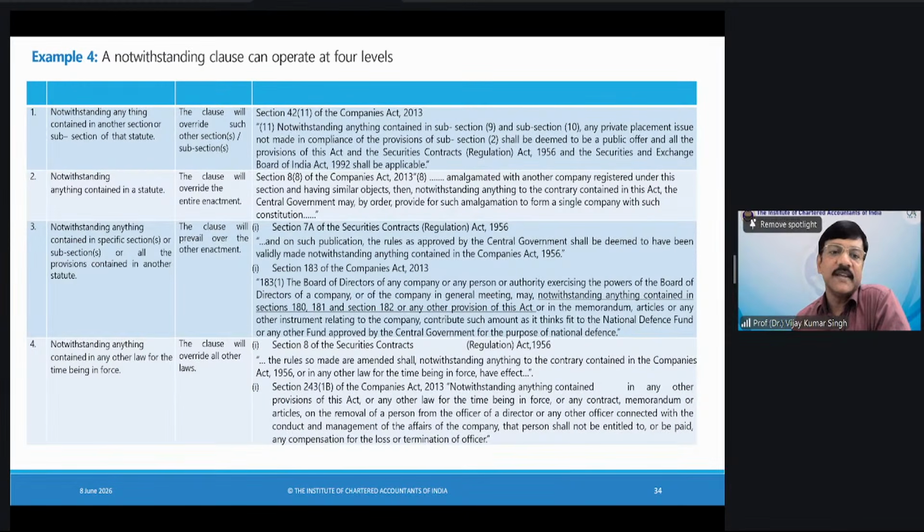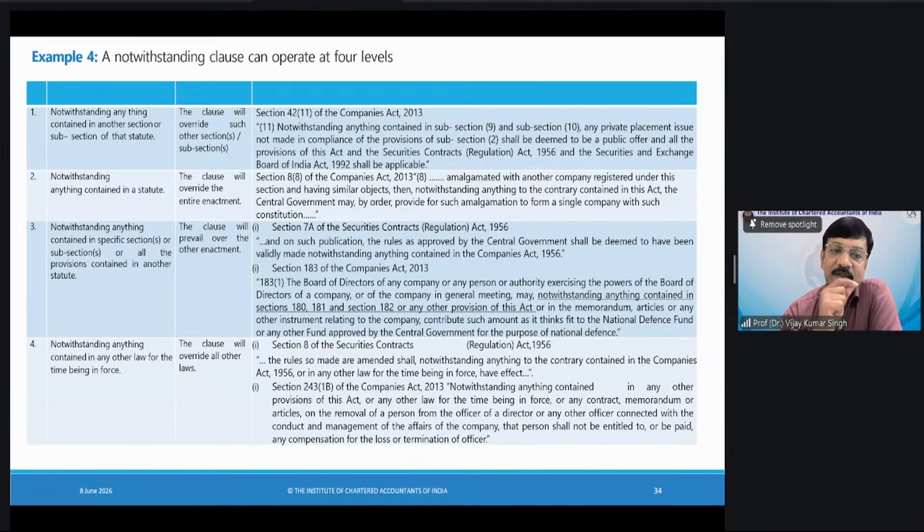The first one is that the clause will override such other sections and subsections. So it is saying notwithstanding anything contained in another section or subsection of that statute. Here it is referring to the Companies Act, and it is saying notwithstanding anything contained in subsection 9, subsection 10, any private placement issue and so on. So basically it is saying that irrespective of the fact that something has been mentioned in 9 and 10, you exclude it, right? So this is non-obstante, but this is the non-obstante of first level.